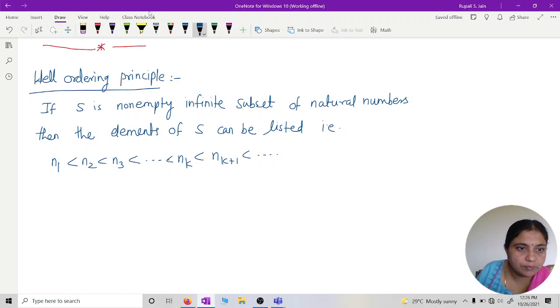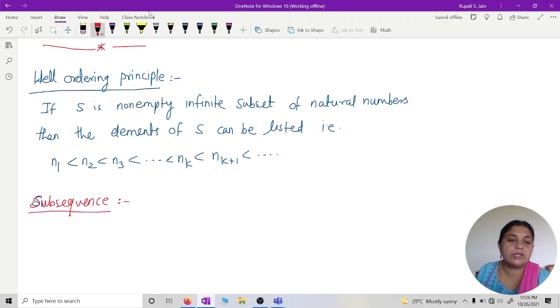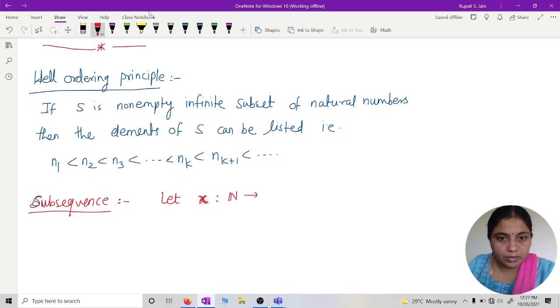We will define a subsequence. In previous lectures, we have defined a sequence. What is a sequence? A sequence is nothing but a function from the set of natural numbers to a set X, any non-empty set. But if we want a sequence of real numbers, then it is a function from the set of natural numbers to real numbers, right? So let X from N to R be a sequence.